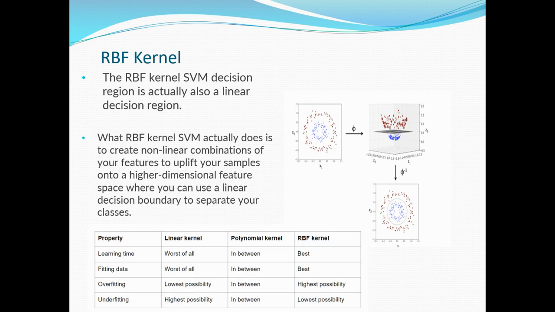Now the properties. The learning time of linear kernel is worst of all, in between, and RBF kernel is the best. And if you're noticing, polynomial kernel is always in between. The fitting data of linear kernel is worst of all, while RBF best. Overfitting, lowest possibility, RBF, highest possibility. Underfitting, highest possibility of linear kernel and the lowest possibility of RBF kernel.